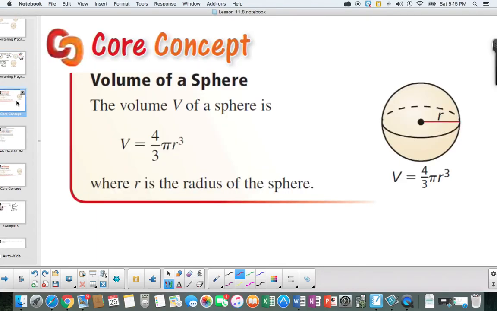Now let's talk about volume of a sphere. The volume of a sphere is 4/3 pi r cubed. Volume has a cubic idea, so this makes sense that my unit should be in a cubic form.